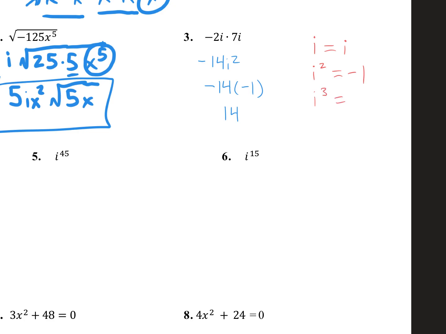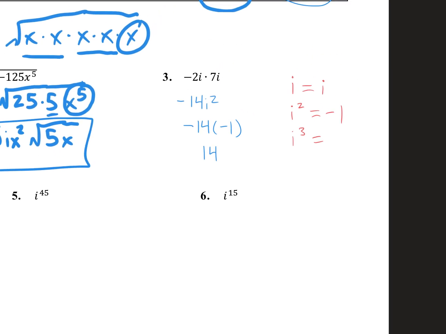All right, i to the third you can get by doing i times -1. So remember that when you multiply two powers together, you add their exponents if they have the same base. So x to the first times x to the second is x to the third. We add the exponents. So if I want to do i to the third, I can multiply i times i squared. So i times -1 is -i.